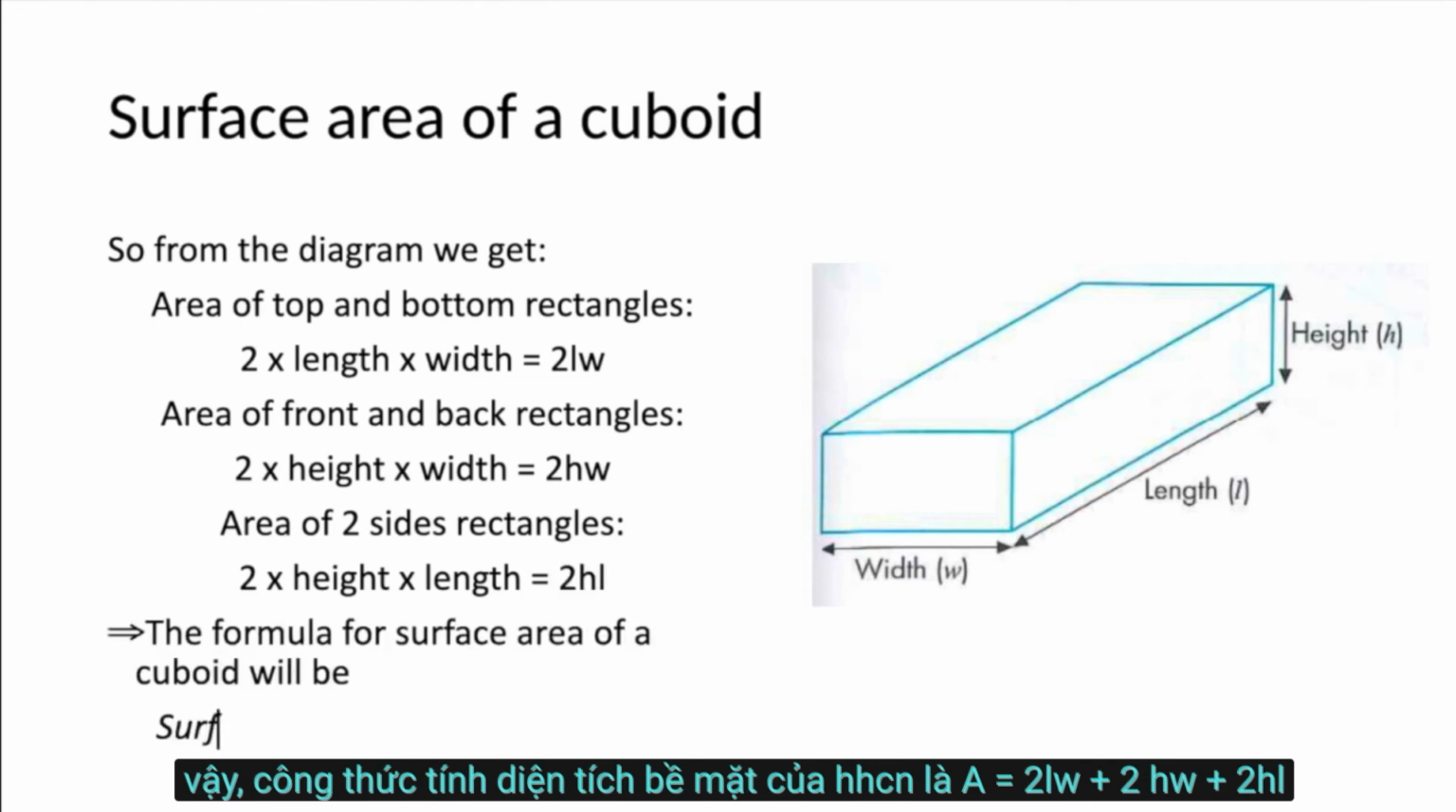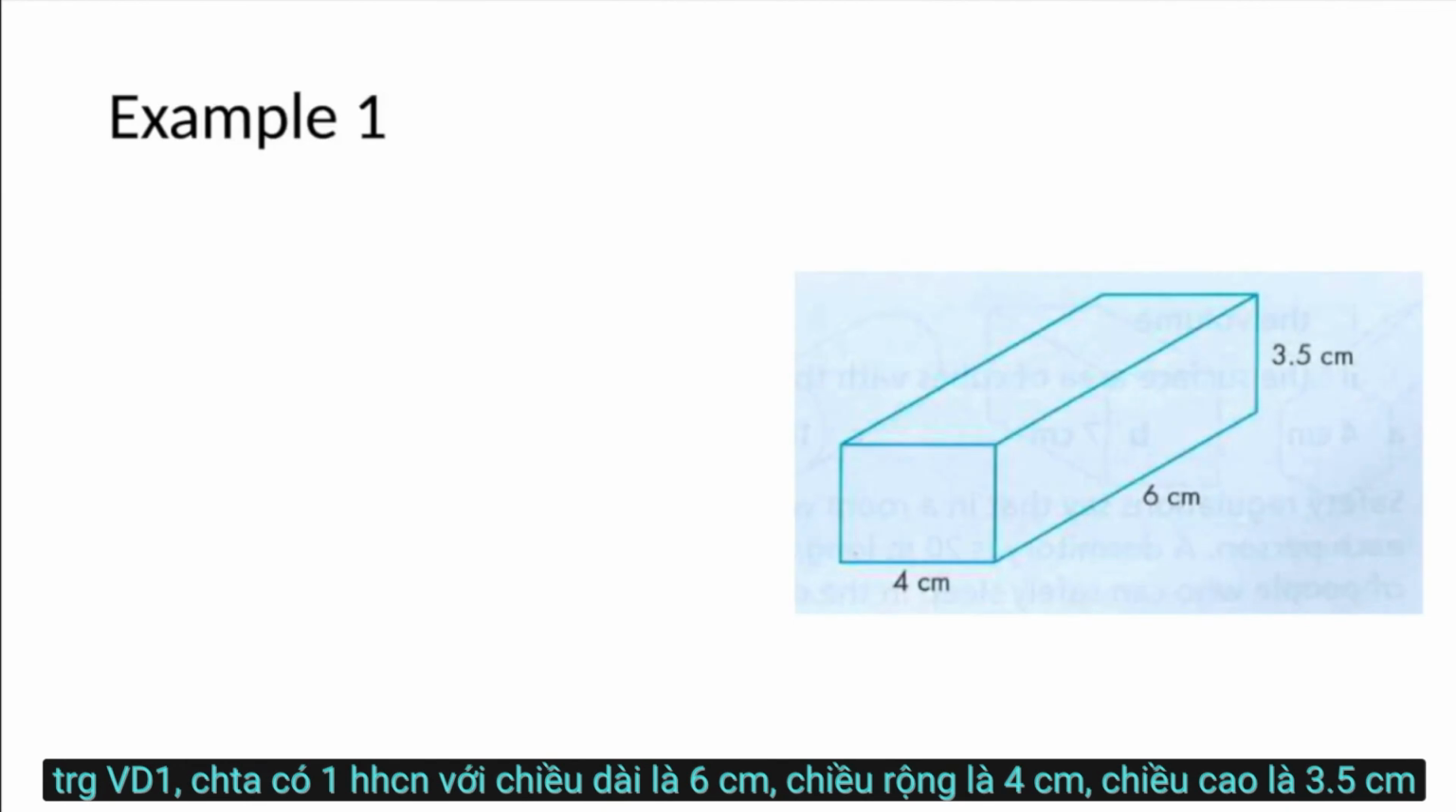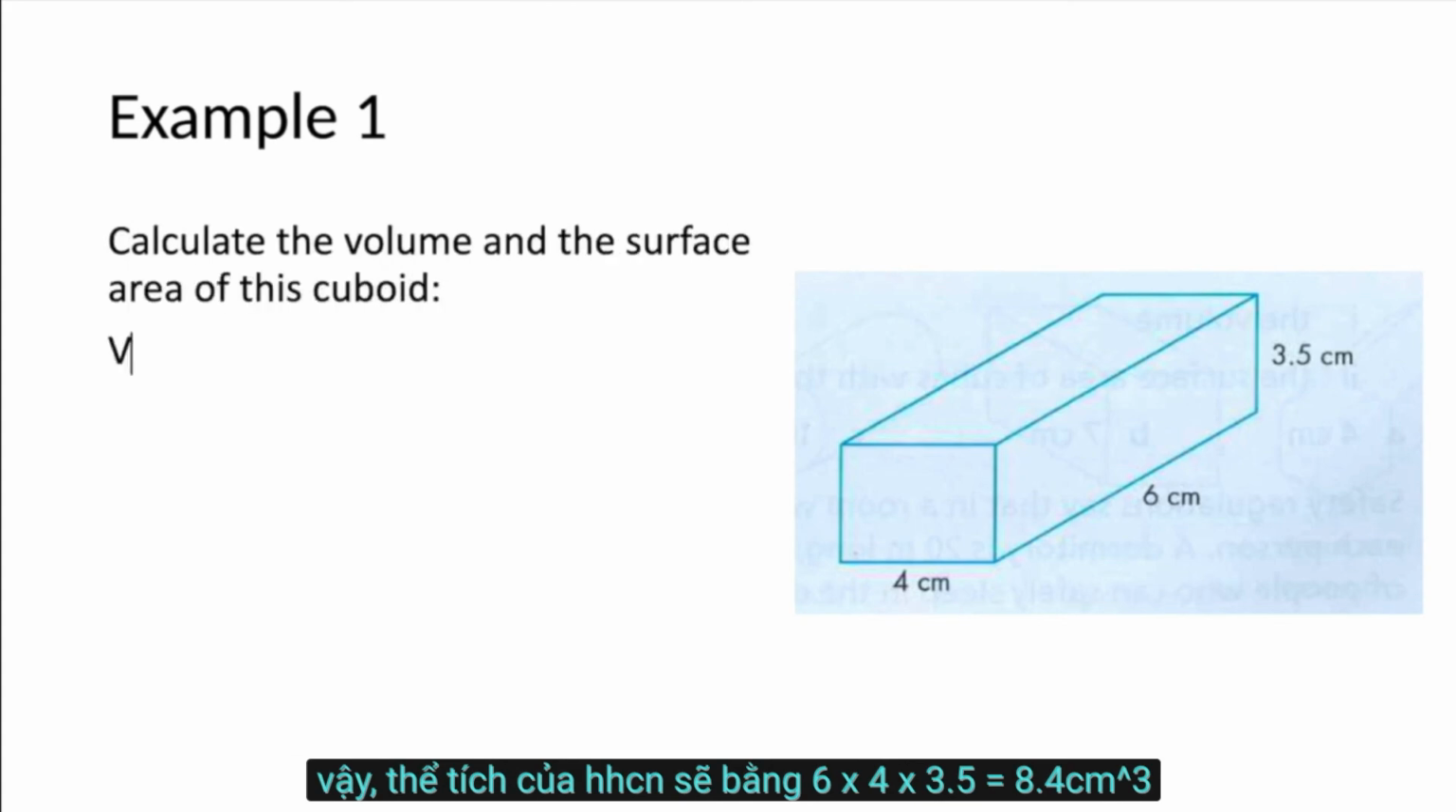From all of those equations, we get the formula for the surface area of the cuboid is A equals 2LW plus 2HW plus 2HL. With the first example, we have a cuboid that has a length of 6 centimeters and the width of 4 centimeters, and also the height of 3.5 centimeters. So the volume of the cuboid would be 6 times 4 times 3.5 equals 84 centimeters cubed.